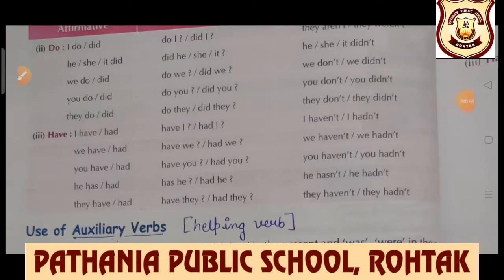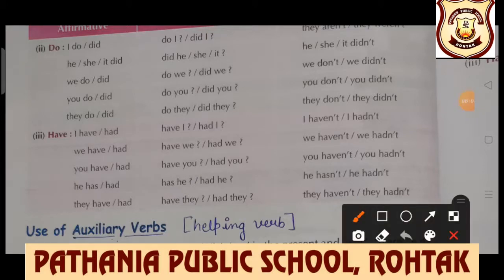Now we are going to learn about the forms of do. The forms of do are do and did. They are used in affirmative, interrogative and negative sentences according to the person, according to the tense. If affirmative is I do, it means in present I do is used. Negative would be I do not. Interrogative would be do I.